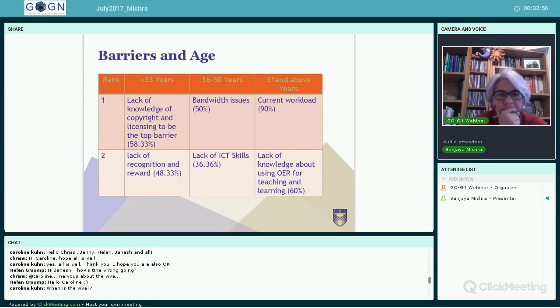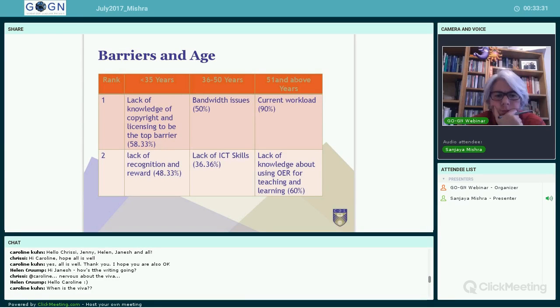In terms of age, we really didn't find any commonality. There were cross-sectoral items: the older people considered workload, and the people below 35 years thought about recognition and understanding of copyright. People in the middle group, 36 to 50, said lack of ICT skills and bandwidth issues in their institution. So there is a lot of variety, and all these are important items. It's not just what we are looking at; in order to develop a strategy for capacity building, you need to understand the age profile.